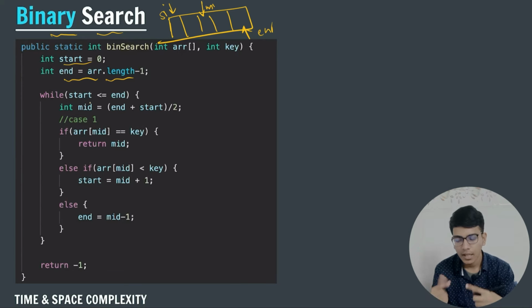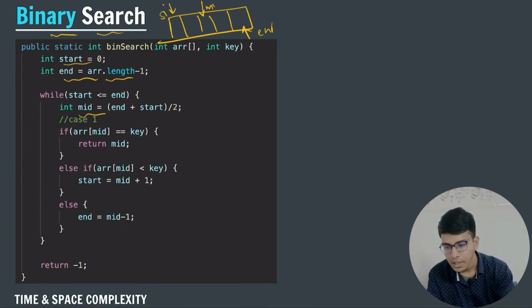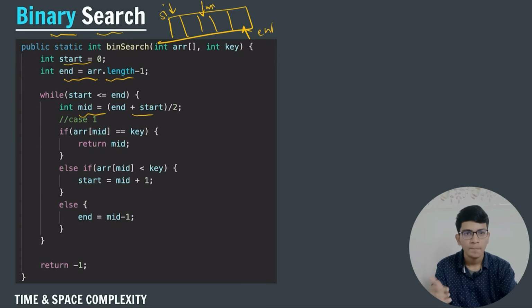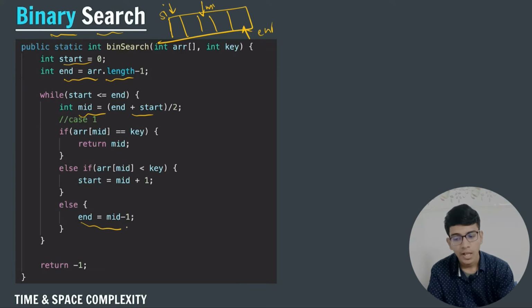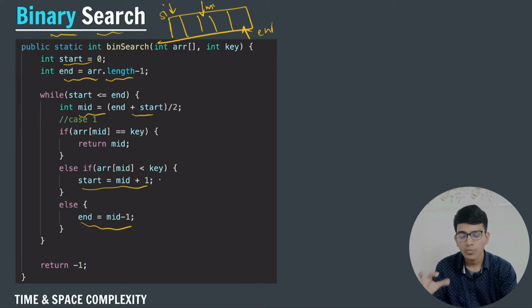After that, we'll start our while loop. In the while loop, we'll calculate the mid value. And if that particular mid value is equal to key, then return its index. If not, then check whether the particular mid value is greater than key. If it is greater than key, then change the value of end. If it is less than key, then change the value of start. So this is how the binary search code works.